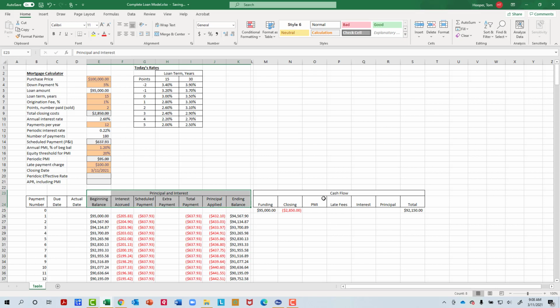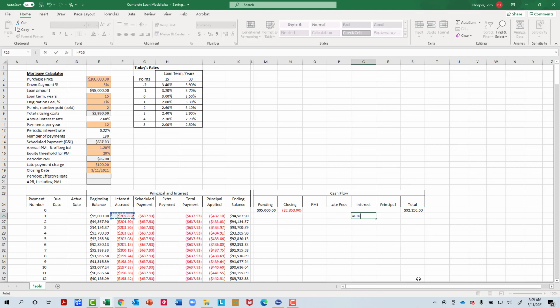We've now completed this principal and interest portion of the loan. What I'd like to do now is look at what are our actual cash flows so that we can calculate the annual percentage rate of the loan. So as we said, at closing, the bank brings $95,000 to the seller, but we pay the bank $28.50 to get the loan. And so our net cash flow at closing was a positive $92,150. Our cash flows after that are going to be any interest and any principal.